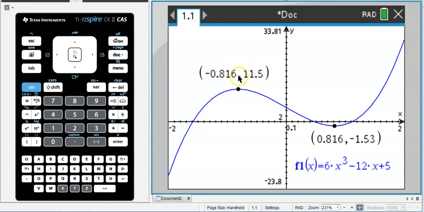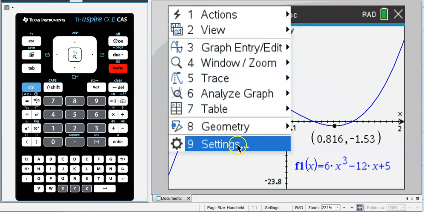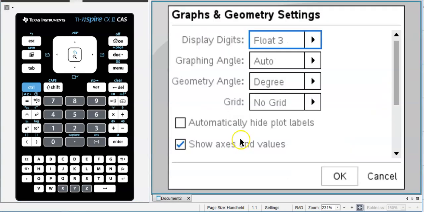As of right now, we've got some pretty decent results, and they are estimates for our location, but I do want some more accuracy than what's shown here. So we can fix that. If we go into the menu and choose the settings this time, we haven't done this before, but we'll go into the settings. The display digits is what we'll adjust here. Now, float 3 says that it's going to show essentially 3 significant digits, sometimes to the left of the decimal, sometimes to the right.